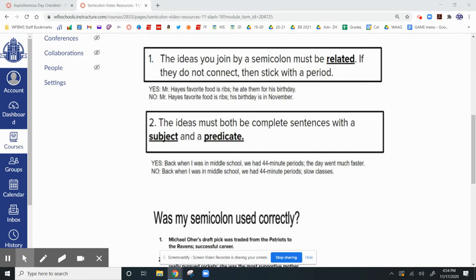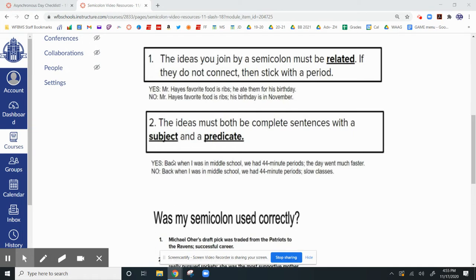The second rule is both sides of the semicolon must be complete sentences. We talked about complete sentences yesterday with the fanboys and whether we need a comma there or not, depending on if there's a complete sentence. Remember, a complete sentence has a subject, that person, place, or thing, and that person, place, or thing must be doing something, right? There must be a verb as well. So it has to have a subject and what they're doing, the predicate.